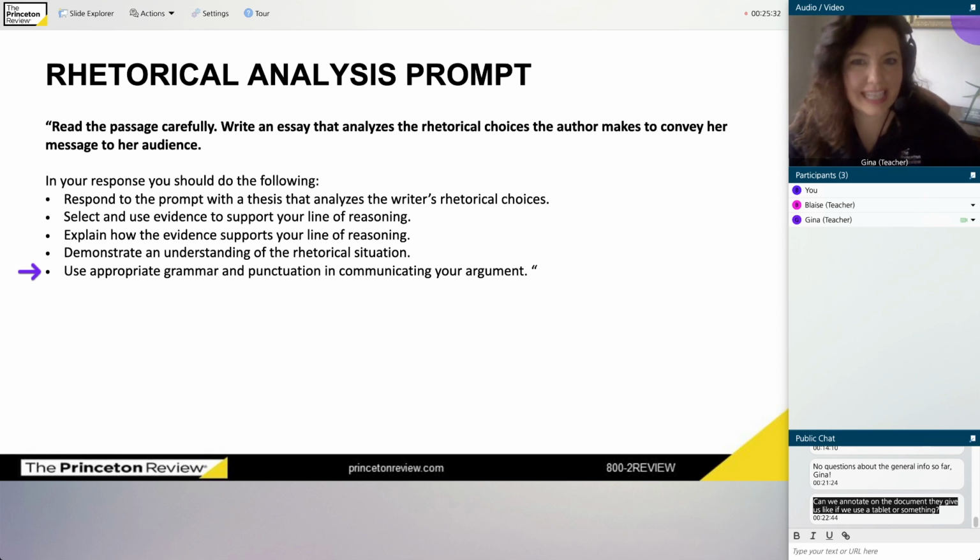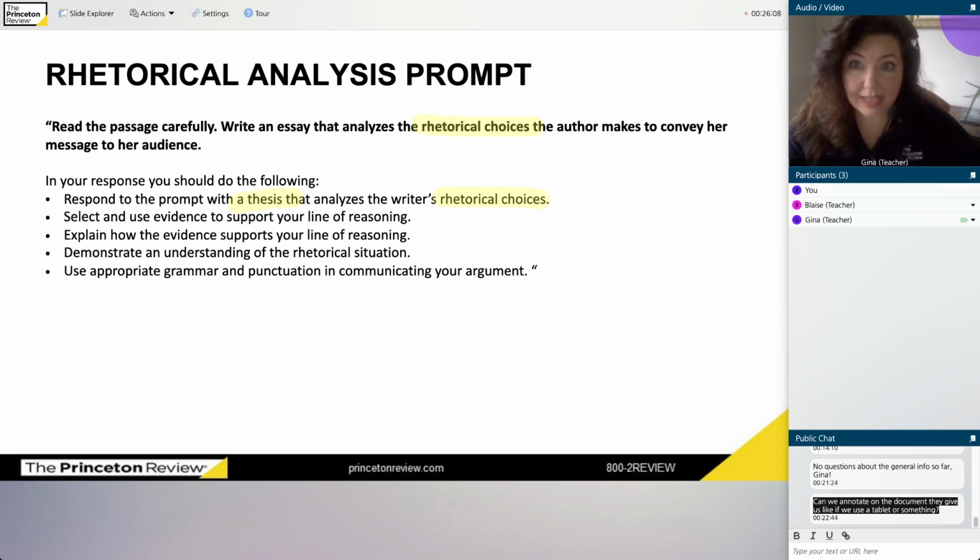So let's look at the key words in these directions. First of all, they say rhetorical choices. Then again, they say rhetorical choices. They do talk about a thesis in the first bullet point, right? However, this is not the kind of thesis you might write for a different kind of essay. This is not a thesis that says she's correct or she's incorrect. This is not a thesis that says, Elizabeth Cady Stanton talked about X. This is a thesis that analyzes the rhetorical choices. That's what the thesis is about.